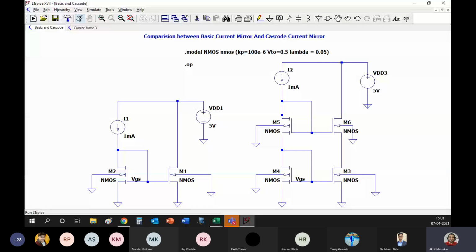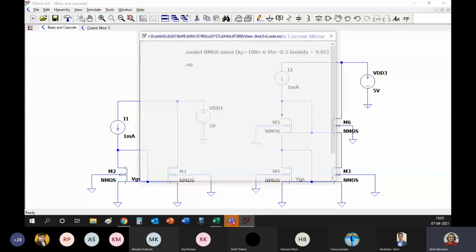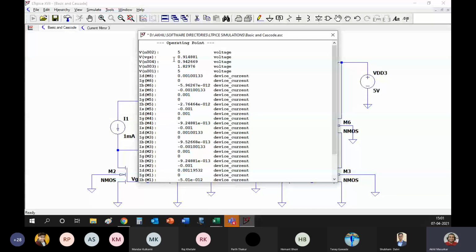Okay, so I can see that everybody has started posting. Now we will run the simulation. Now you can see the transistors M1 and M2. Check for ID M1 and check for ID M2.